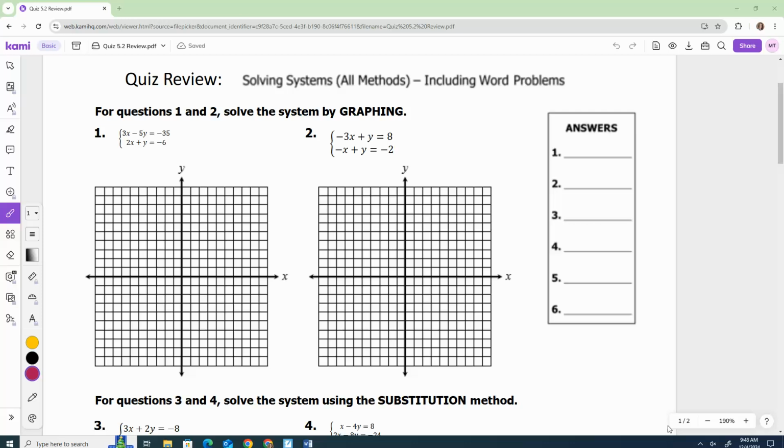A total of 8 questions. We have 4 types of problems, 8 total questions, so there are 2 questions with each type. So we'll have 2 graphing, 2 substitution, 2 elimination, 2 word problems. I want to go through and do one of each of these as a refresher. Let's just look at number 1. We'll go through the odds.